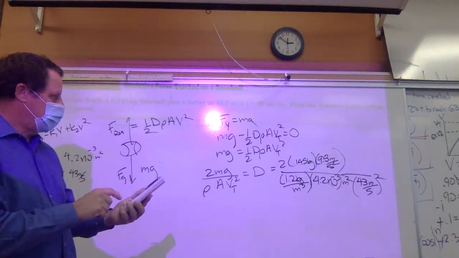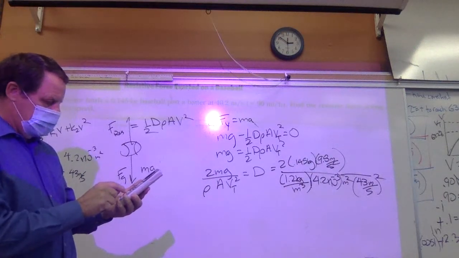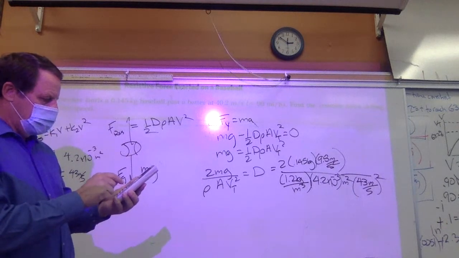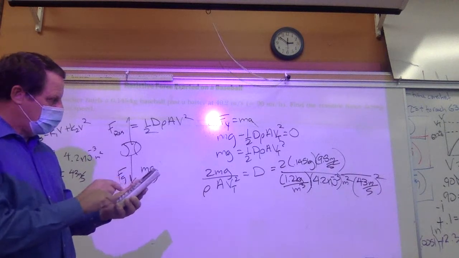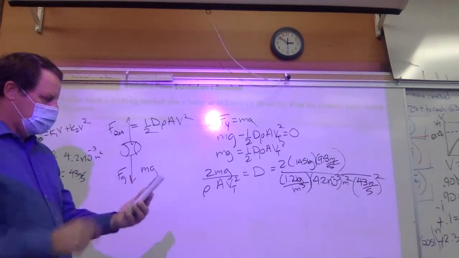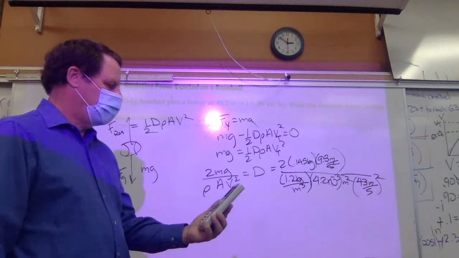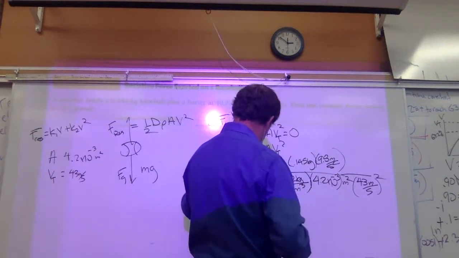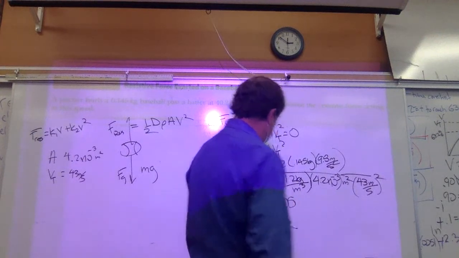And if you guys would do this to make sure I don't screw up. So 2 times 0.145 times 9.8 divided by 1.2 divided by 4.2 times 10 to negative 3 divided by 43 squared. Okay, I'm ending up with 0.3049. So we'll call it 0.305. So our drag coefficient is 0.305.